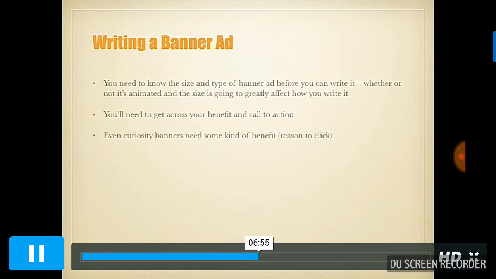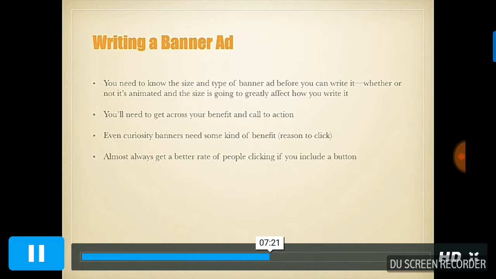And by the way, even curiosity banners need some kind of benefit, some kind of reason for people to click. If you're working really outside the box and you're trying to catch people's attention and you're trying to intrigue them, you still need to give them some kind of purpose for clicking. You can't just do crazy for the sake of being crazy. It may catch their attention, but they're not going to retain anything about your brand.